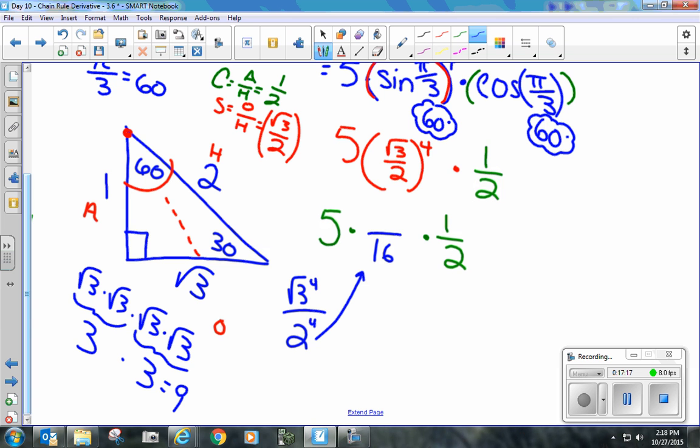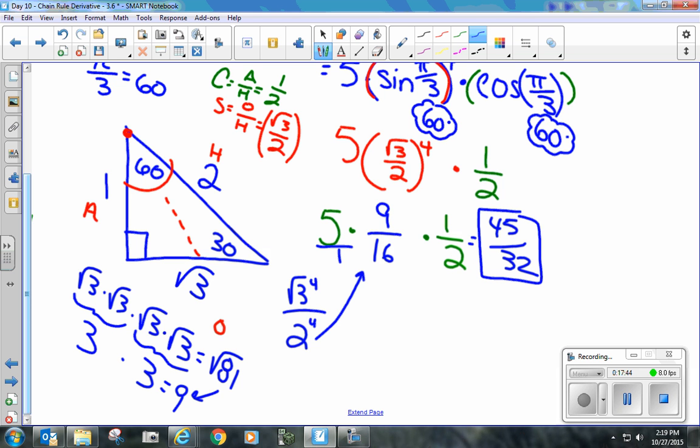Yeah, because think about it. 3 times 3 times 3 times 3 is 81, which is still 9. So guess what? Let's multiply the tops and the bottoms. So I get 45 over 32. Does that reduce anything? Nope, 5 and 9, no. That's right. That's the slope.